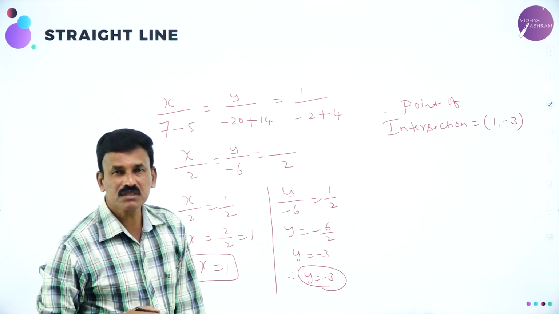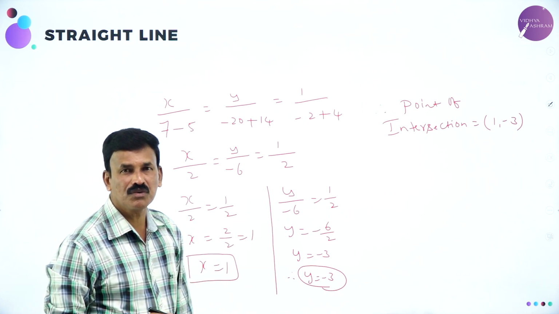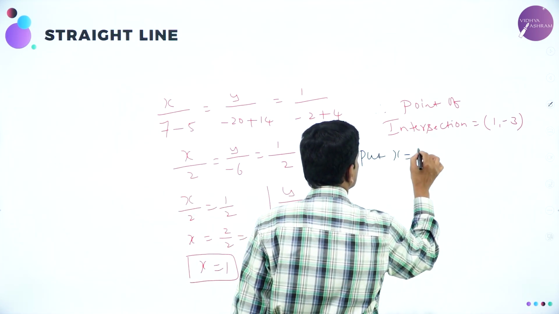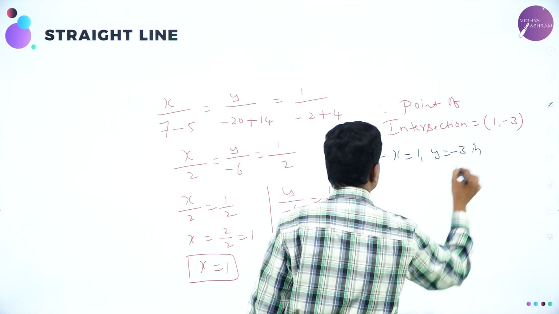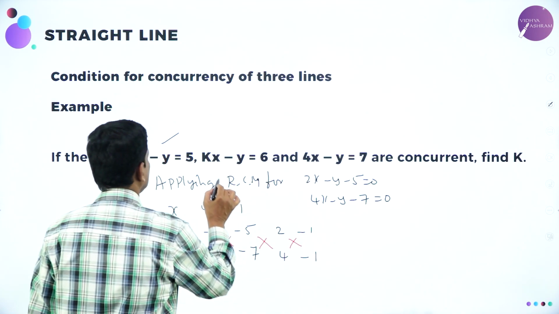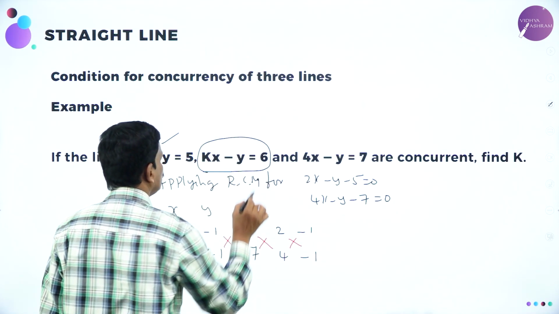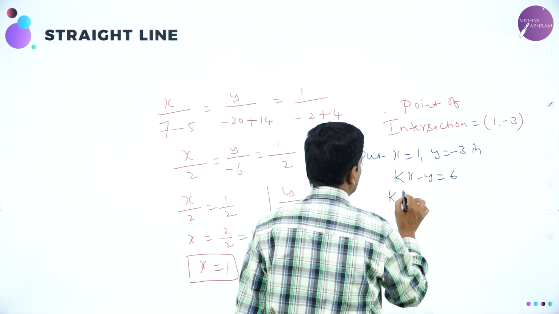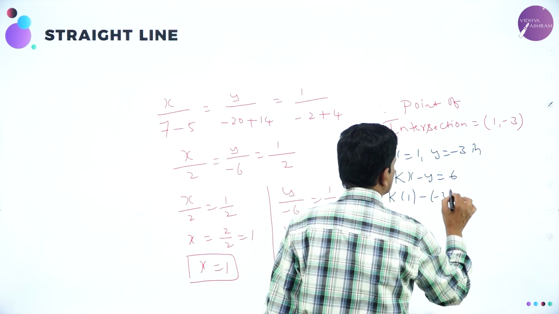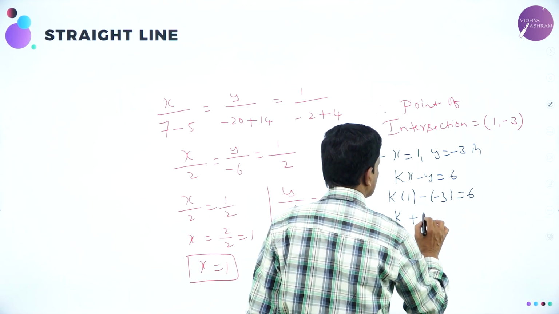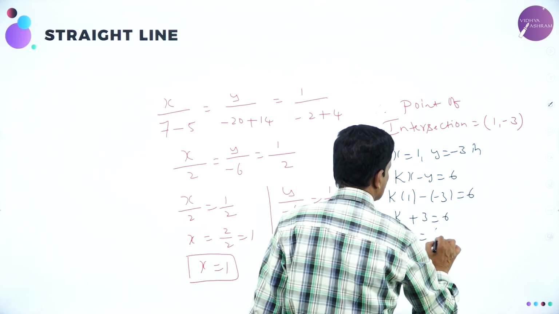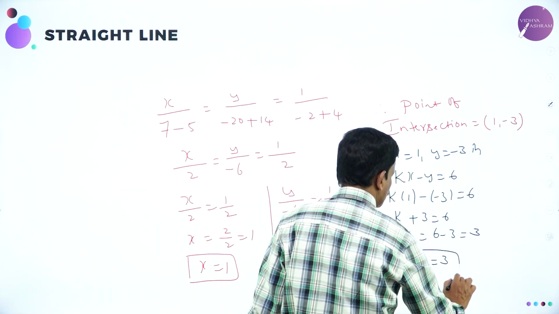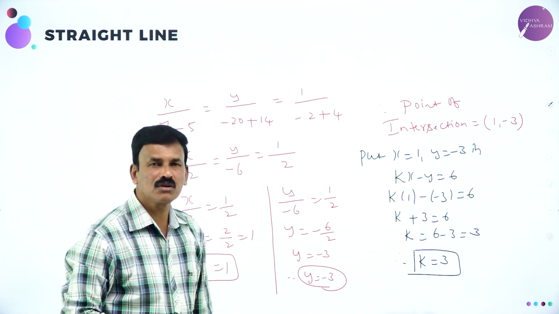Now, just substitute this value 1 comma minus 3. Put x is equal to 1 and y is equal to minus 3 in the remaining equation. What is the remaining equation? kx minus y is equal to 6. K into x is 1, y is minus 3, is equal to 6. K plus 3 is equal to 6, or k is equal to 6 minus 3, that is equal to 3. So, the value of k is equal to 3, that's it.